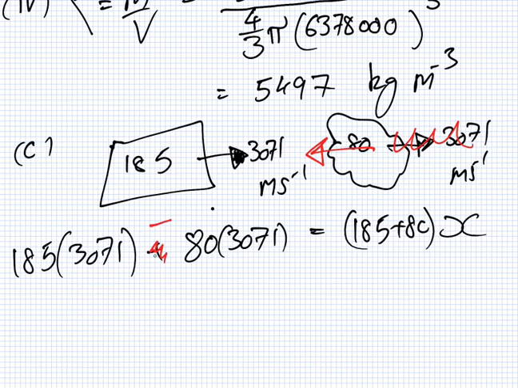Alright, let's see what we get. 185 times 3071 minus 80 times 3071 divided by 185 plus 80, and I got v equals 1217 meters per second.